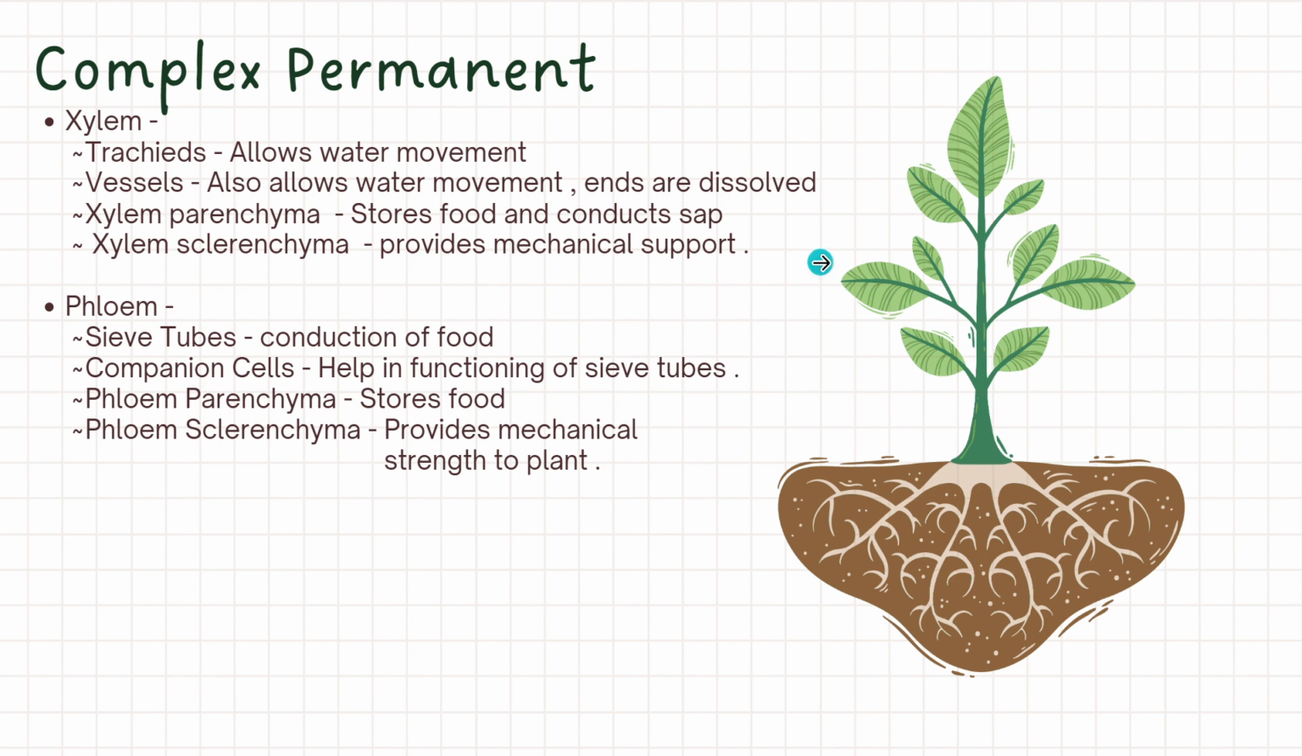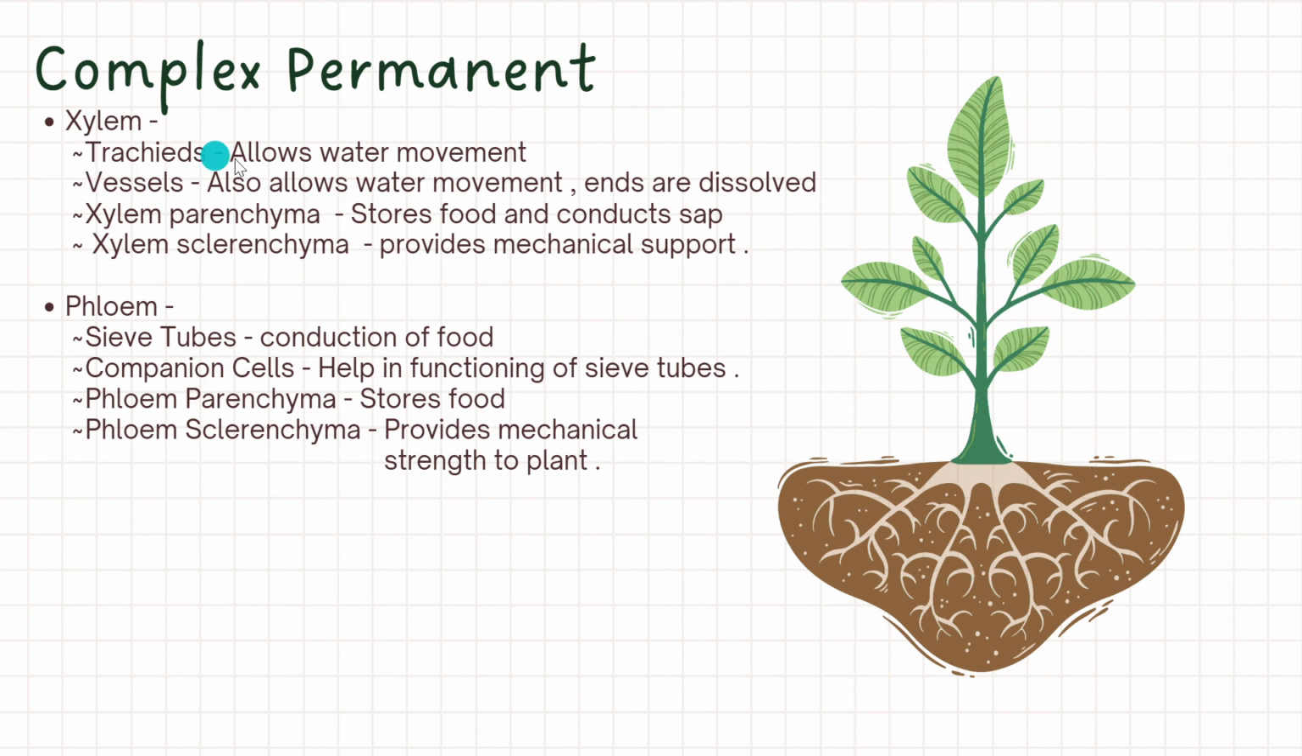But still, as I discussed earlier, complex permanent tissues are different from simple permanent tissues, because there are various kinds of cells which perform different functions, but they come together to perform the same function. Now I'll explain that, because xylem has four types of cells: tracheids, vessels, xylem parenchyma, and xylem sclerenchyma.